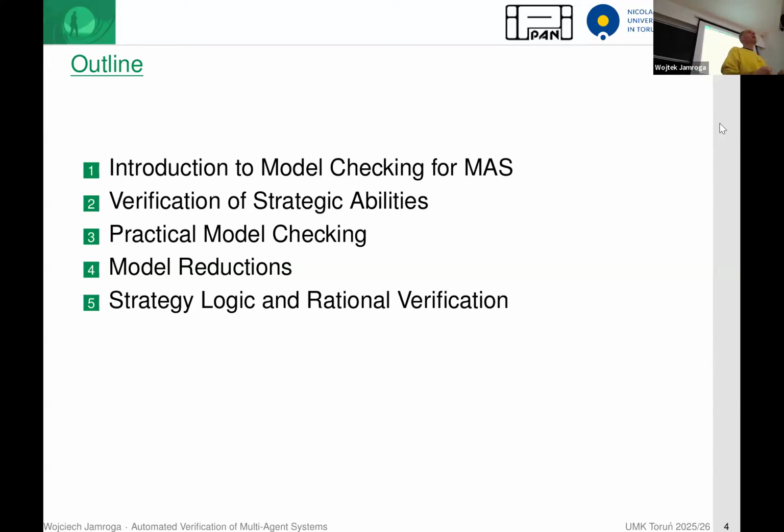And then a part of the toolbox for limiting the practical complexity of verification is model reductions, which is the topic of lecture 4. And then during the last lecture, I will give you a glimpse of even more sophisticated logics and properties that can be addressed when verifying multi-agent systems.